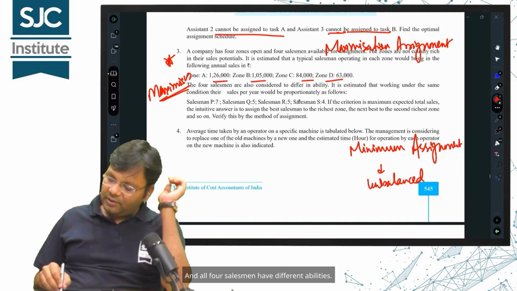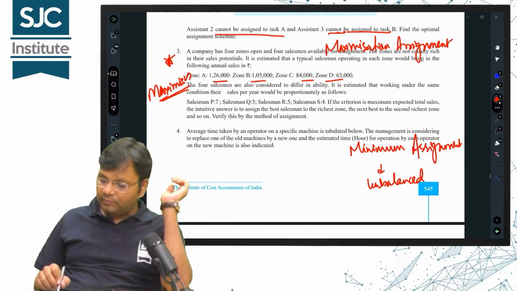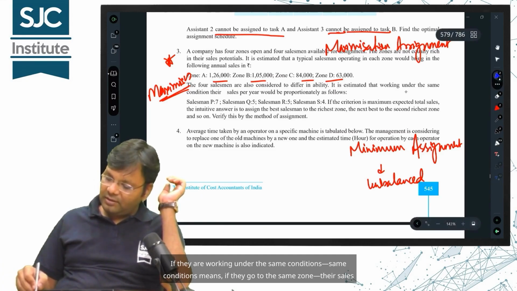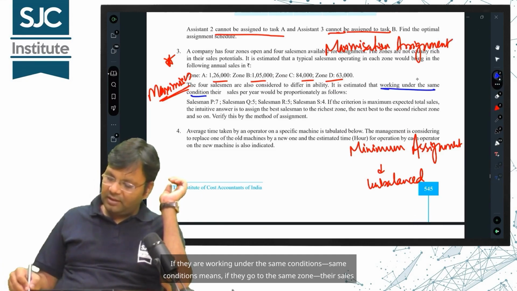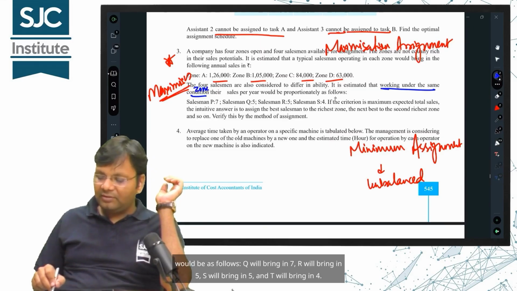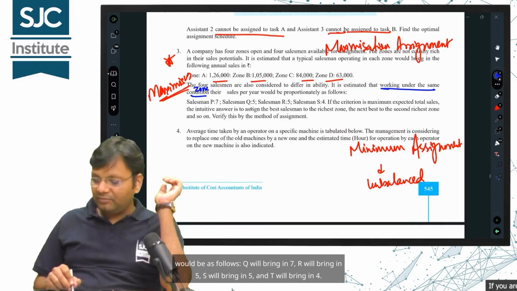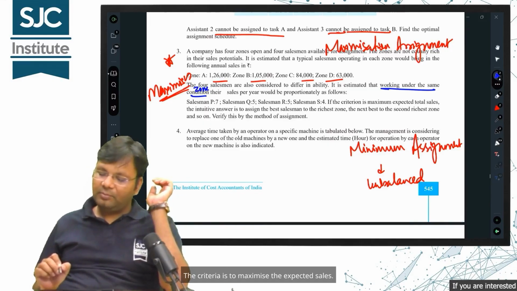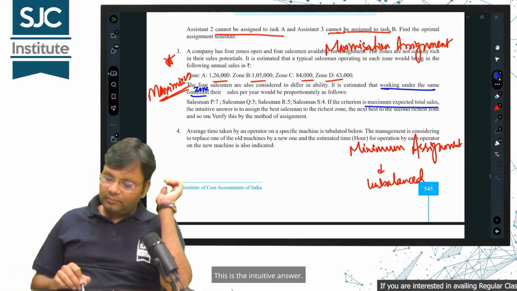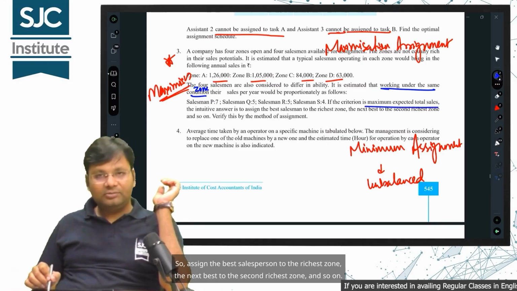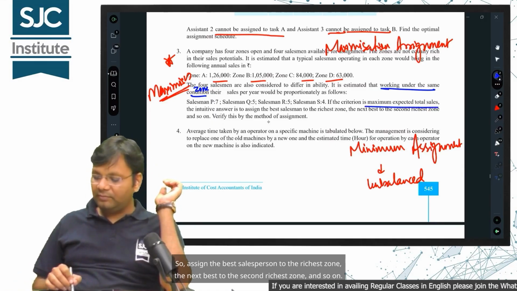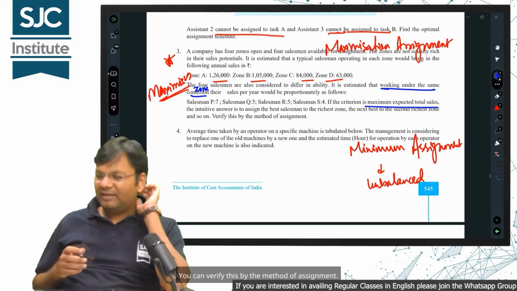And all 4 salesmen have different abilities. If they are working under the same conditions, meaning if they go to the same zone, their sales would be as follows. Q will bring in 7, R will bring in 5, S will bring in 5, and T will bring in 4. The criteria is to maximize the expected sales. This is the intuitive answer. So, assign the best salesperson to the richest zone, the next best to the second richest zone, and so on. You can verify this by the method of assignment.